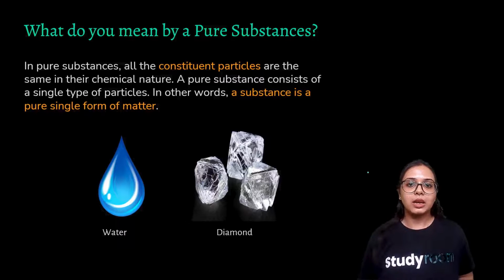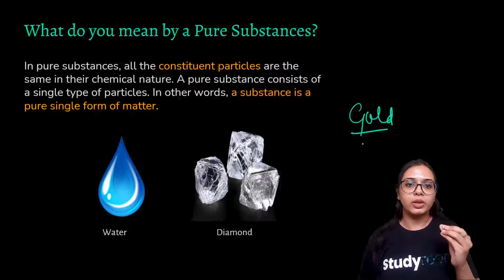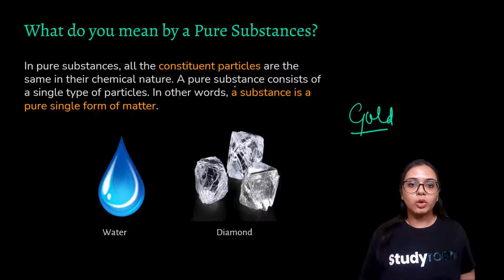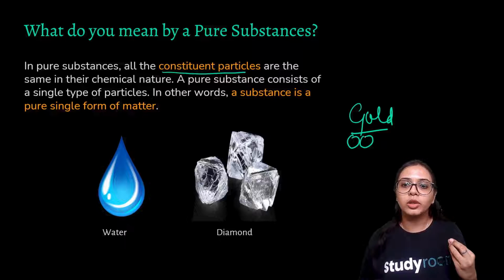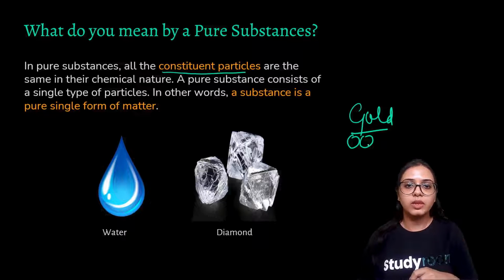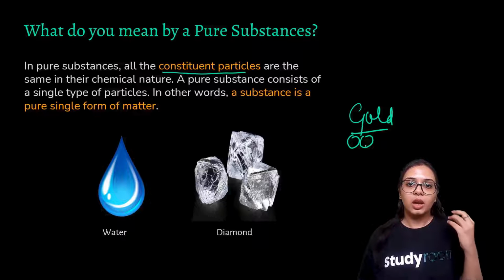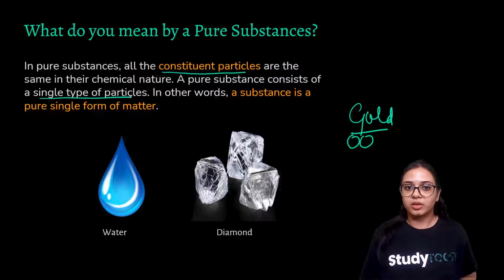Now, for example, the first slide that had gold, right? I told you that when you're taking a tablet of pure gold, you will only have atoms and molecules of gold in it, all right? So, all the constituent particles in a tablet of pure gold are the same in their chemical nature. All the atoms and all the molecules will have the same physical and chemical properties. So a pure substance is basically a type of substance that consists of only a single type of particles.